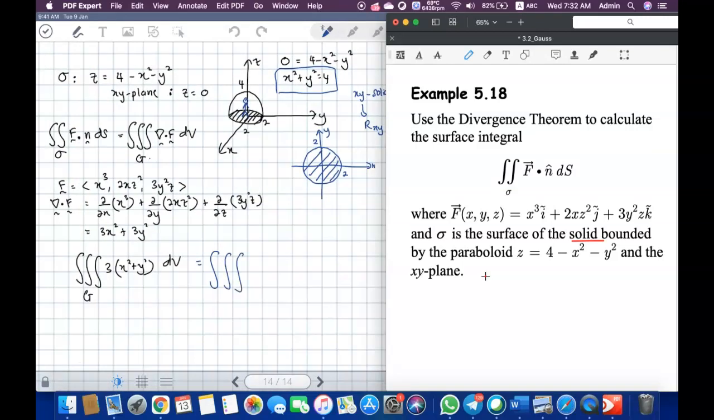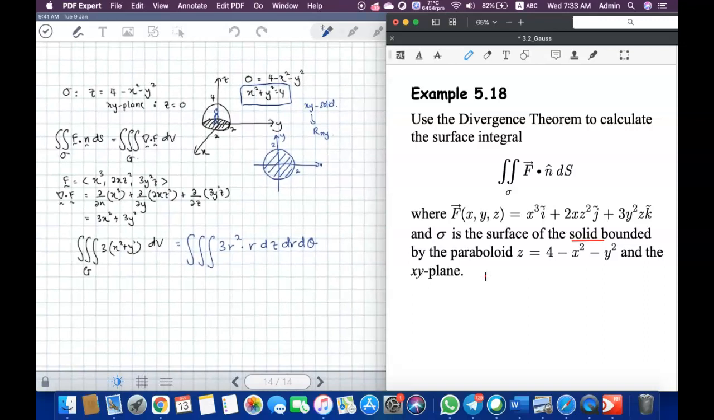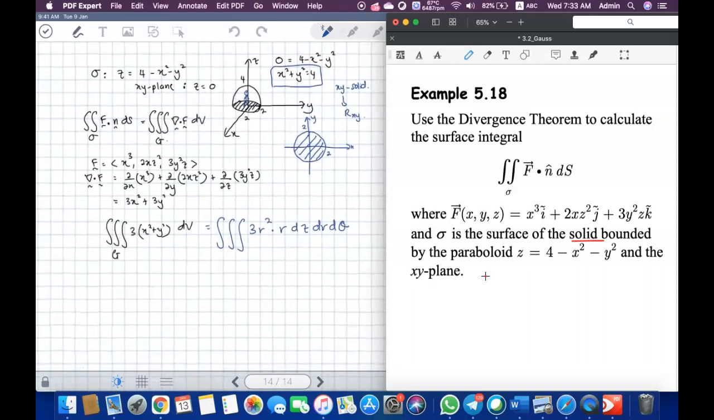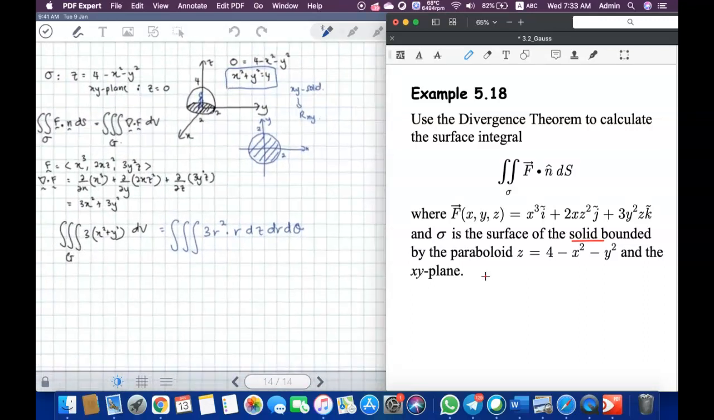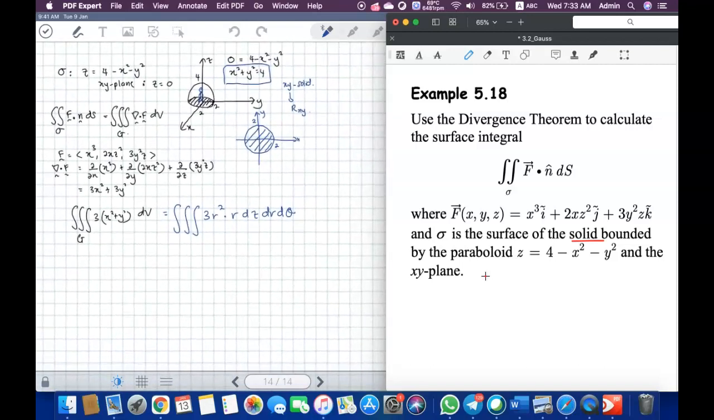Now we convert into cylindrical, so we get 3r squared, and dV is r dz dr d theta. For the limits of a triple integral, you have to follow the rules step by step, otherwise it is easy to mix up everything.